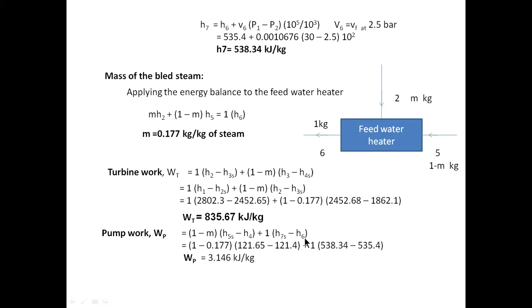I have told you, when you are writing the difference in enthalpy, please note you need to write the higher enthalpy minus lower enthalpy. When you take the pump work, the enthalpy at the outlet of the pump will be more than the inlet. That's why it is H5 minus H4. The mass handled is 1 minus m. Every procedure of finding the enthalpy remains the same, but here we need to find m by applying the steady flow energy equation. For that, you need to see the inlets and outlet of the feed water heater and apply the steady flow energy equation. That is the only difference here. Understood?